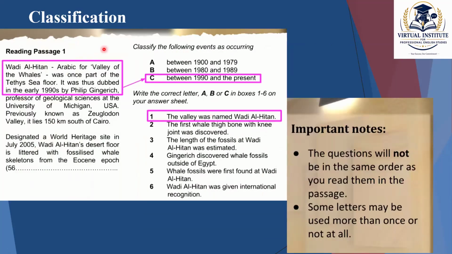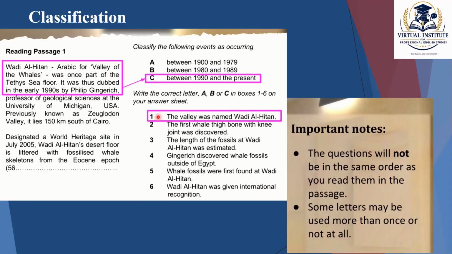Now, if we take those same questions here, we have a reading passage, right? As you can see here, question number 1: the valley was named Wadi al-Hitan. That is the name of a place. If you read the passage, Wadi al-Hitan, Arabic for Valley of the Whales, was once part of the Tethys seafloor. It was thus dubbed in the early 1990s by Philip Gingerich, right?